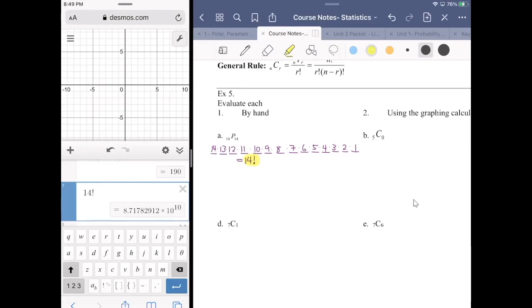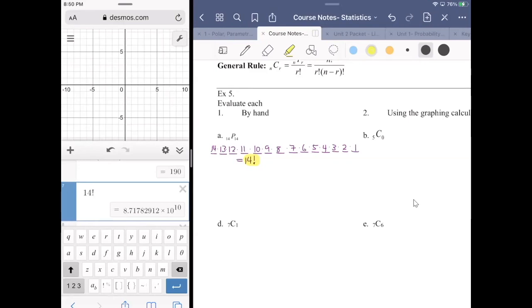Like it doesn't serve a purpose to expand it. Now, if it's something like 5 factorial, sure, yeah, that's 120. I'm going to write that. 120 is a nicer number than 5 factorial. But 8.7178291 times 10 to the 10th power is not a nicer number than 14 factorial. So you look at what you typed into the calculator and look at what the calculator spit out. I want the nicer one, right? So sometimes the nicer one involves you doing less work. I mean, sign up for that any day, right?